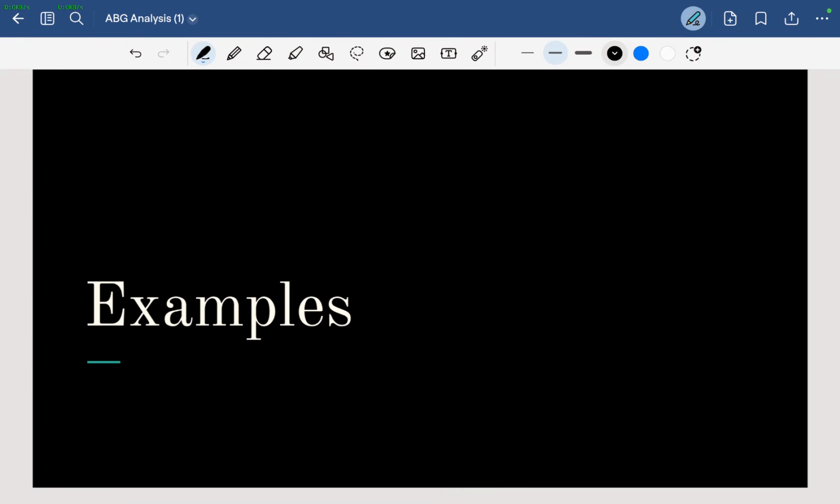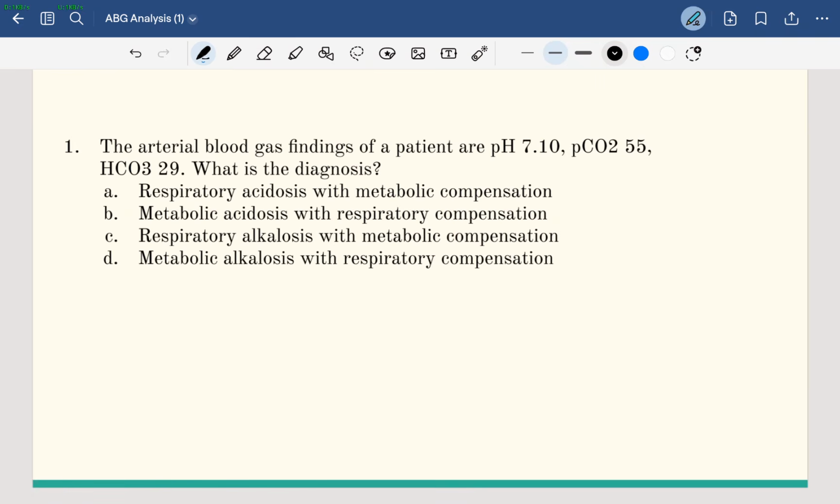Okay, so let's just apply the concepts we've learned. I've included a few examples here and we'll solve them step by step. So the first case, we've been given ABG findings and pH, PeCO2 and HCO3 are given. And we have to determine the acid-base disorder.